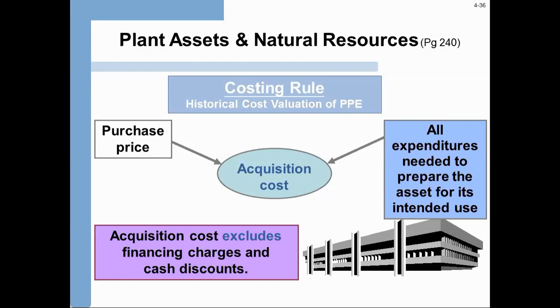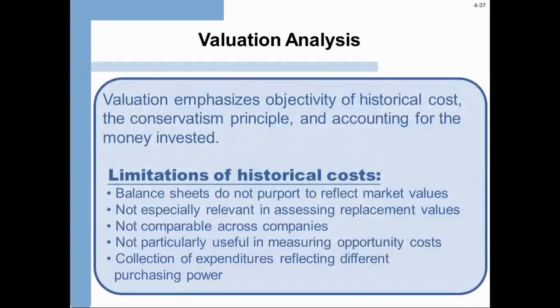Now, by the way, after calculating the cost of the asset, the valuation, let's try to read it from this slide. The valuation emphasizes objectivity of the historical cost, the conservatism principle, and accounting for the money invested, which means that according to the historical cost basis, we are going to record the asset at the price at which we purchased it. What are the limitations of the historical cost basis? The historical cost balance sheet does not purport to reflect the market value.